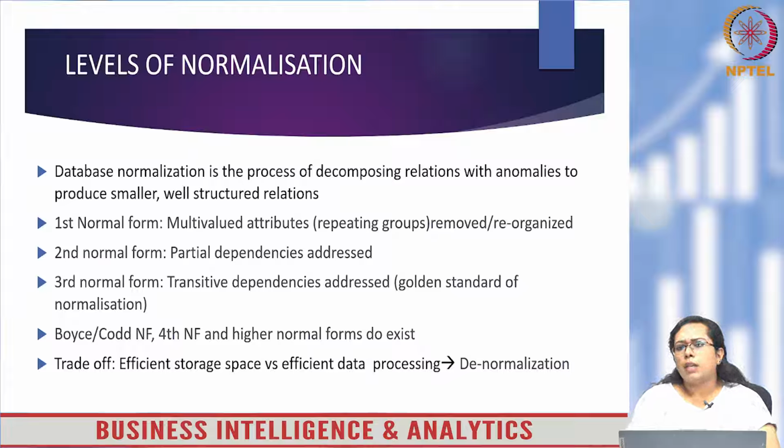There are multiple higher forms of normalization also, but we are not going into all those. I think we will stop with Boyce Codd normalization, which is known as 3.5 NF. It is an intermediary between third and fourth normal form. If you are interested in learning about the higher normal forms, you can go back and read, but we will be discussing first, second, third and 3.5, which is also known as Boyce Codd normal form. We will be seeing that in the next slide.